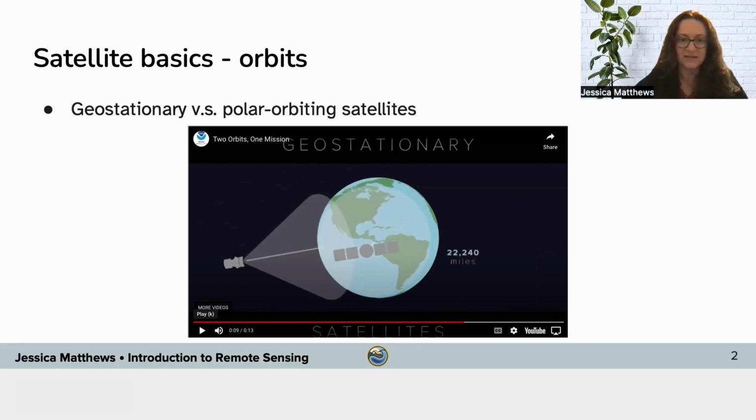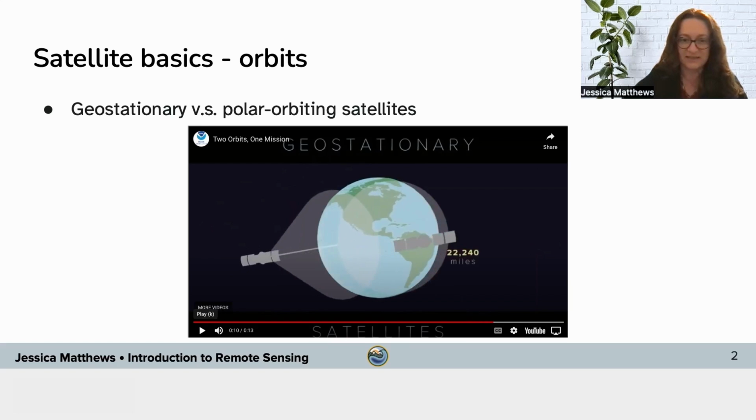Alternatively, geostationary satellites are located much further away from the Earth's surface, approximately 22,000 miles off of the Earth's surface. And geostationary satellites will orbit at the same rate as the Earth, so they're always looking at the same piece of the Earth disk, as you can see in this animation.